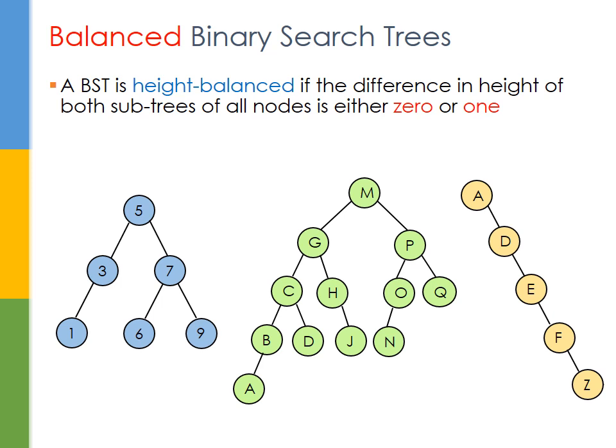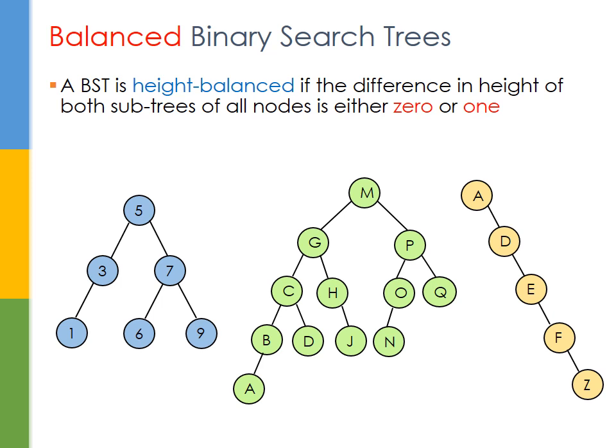So now we are ready to move on to the concept of a balanced binary tree and define what this actually means. Now, there are different levels of balancing that are possible. So the first basic kind of balancing is if a binary search tree is height balanced. So a binary search tree is height balanced if the difference in height of both subtrees of all nodes is either 0 or 1. And this is essentially what we defined on the previous slide.